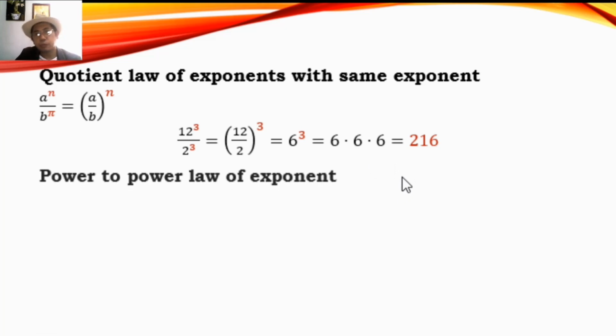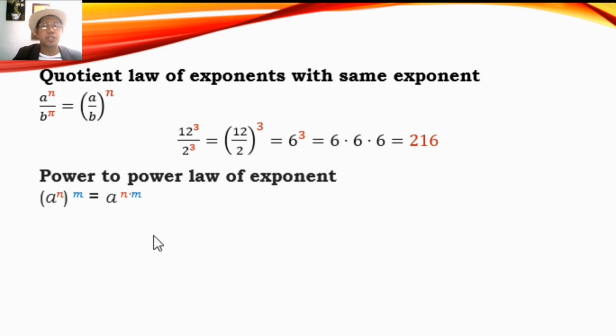Next, we have in here the power to power law of exponents. How is the power to power law of exponents? You will notice an exponential number is raised to another exponent. So I have in here an exponential number, a raised to n, but raised to another exponent m. So how would I deal with this one? Now, to deal with this, you just copy the base and multiply their exponents. So I have the result of a raised to n multiplied by m.